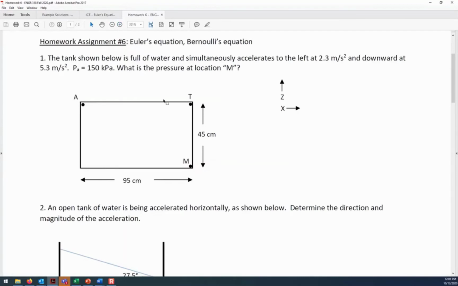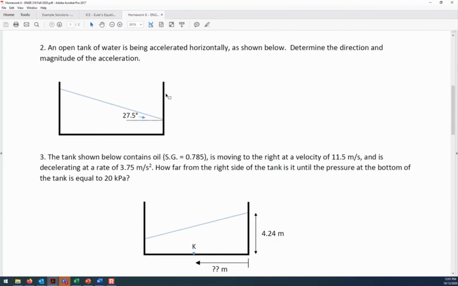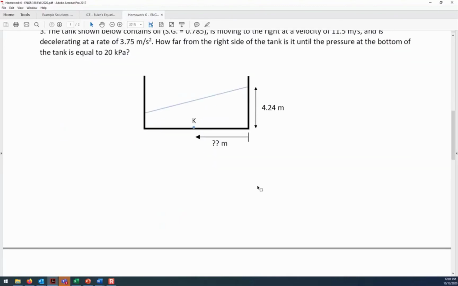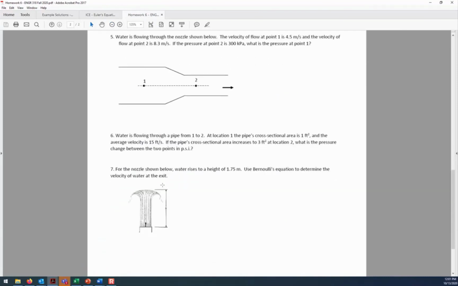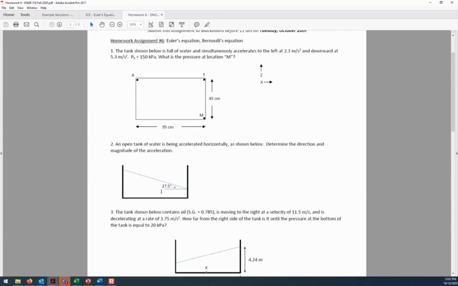Then you've got another Euler's problem in question 2. That's similar to the example that we just looked at with the truck. Example 3 is another one where we have a free surface of water that's accelerating to the right. Oh, it's moving to the right and it's decelerating. That's what's causing it to rise on the right side, it's slowing down. So that's another Euler's problem. And then problems 4 and onward are Bernoulli questions. You won't be able to solve those until after Thursday's class. But problems 1 through 3 you could solve starting now.